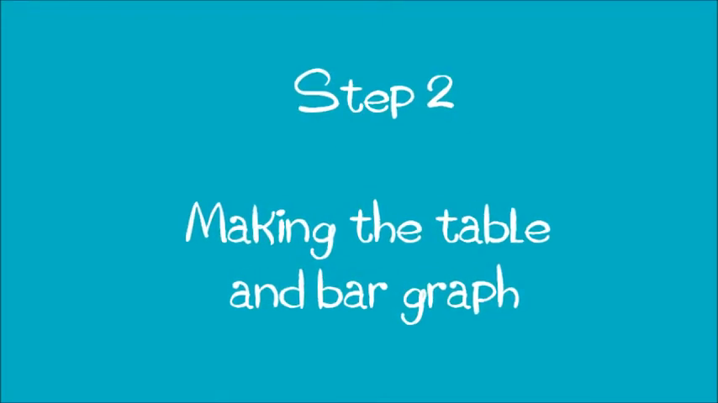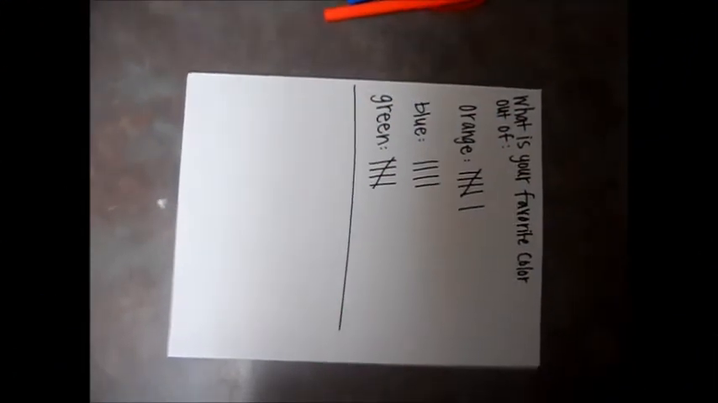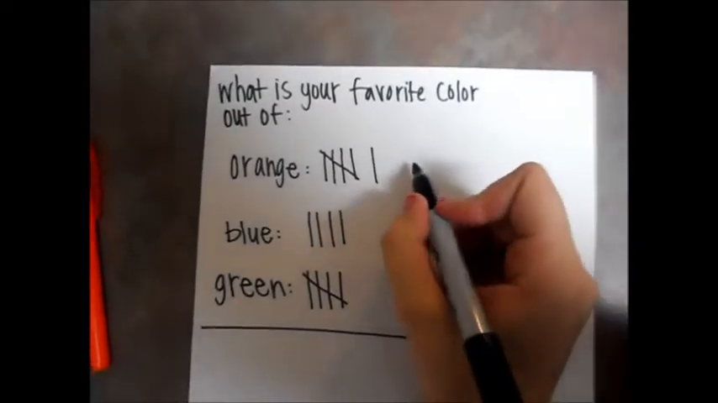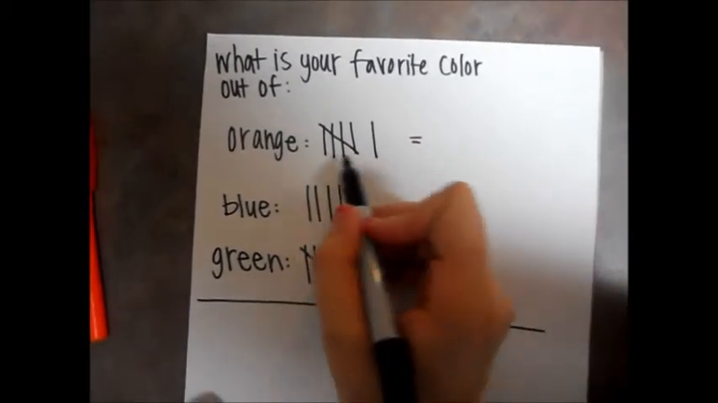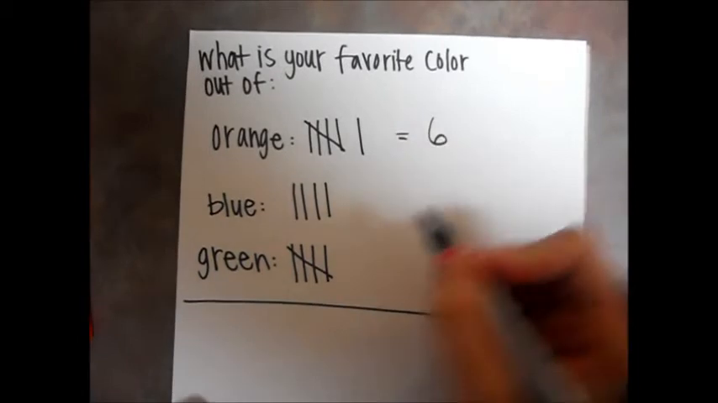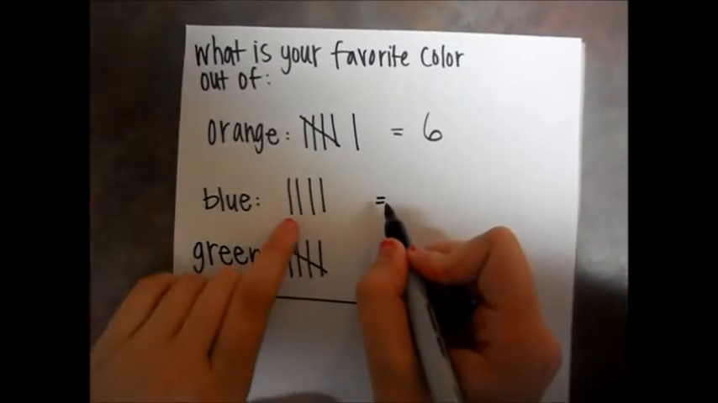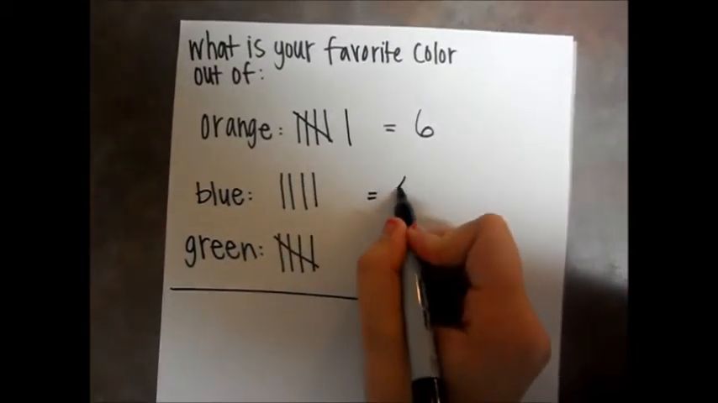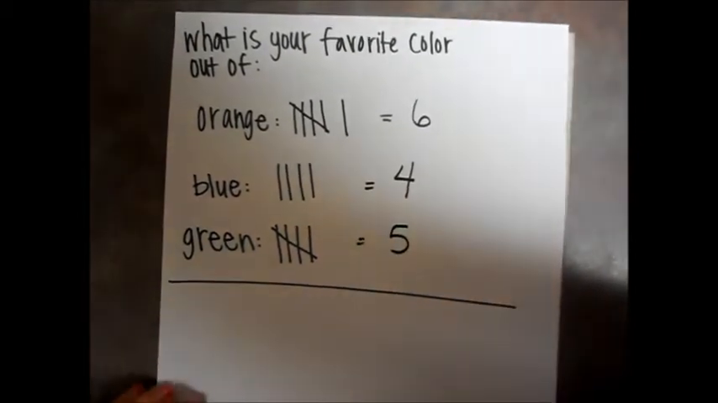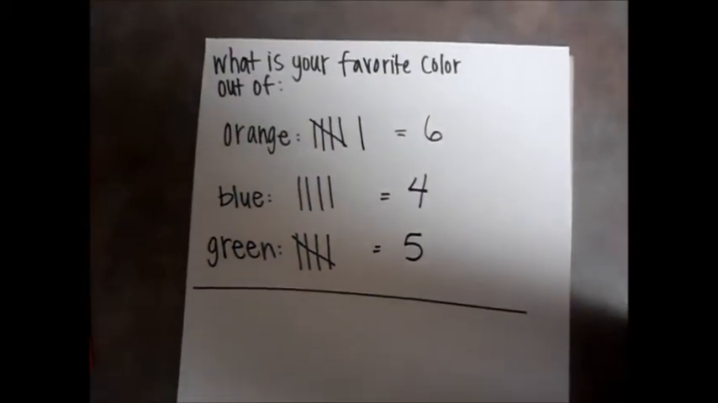So here are results from the survey. We asked, what is your favorite color out of orange, blue, or green? And so orange, there was a total of 6. So the tallies with the dash have a 5 and then 6. Blue, there were 1, 2, 3, 4. And then green, there were 5. So we're going to put this data into a table.